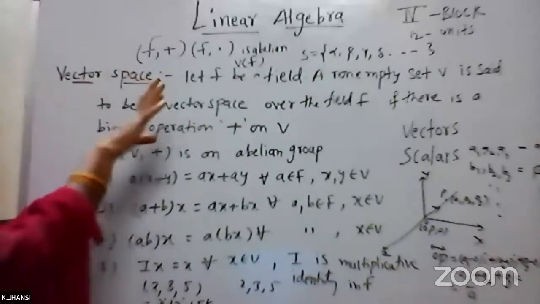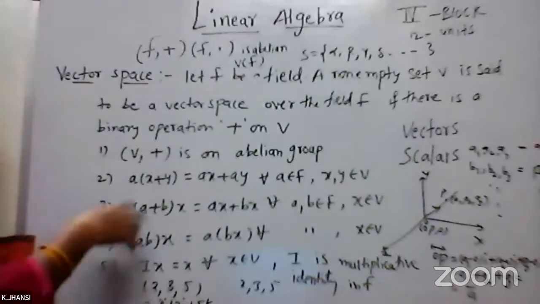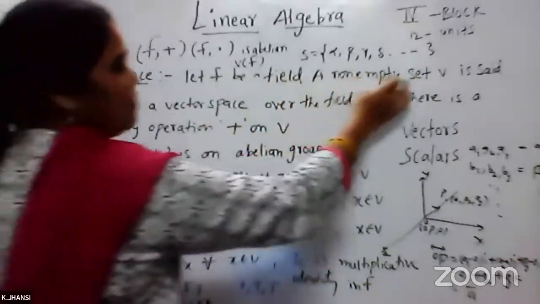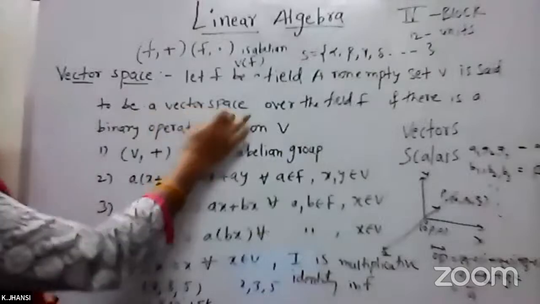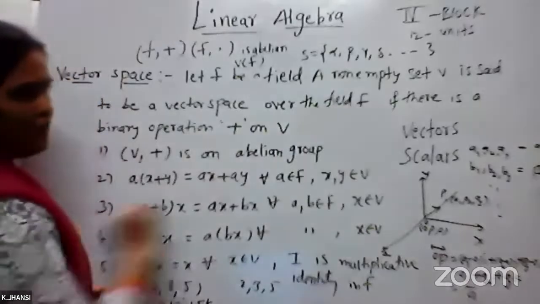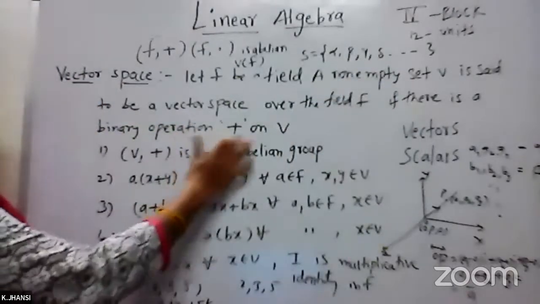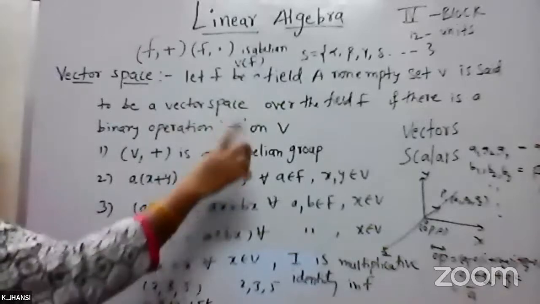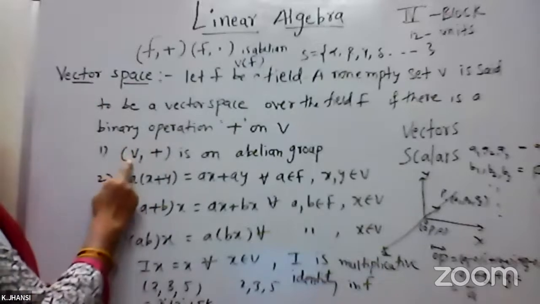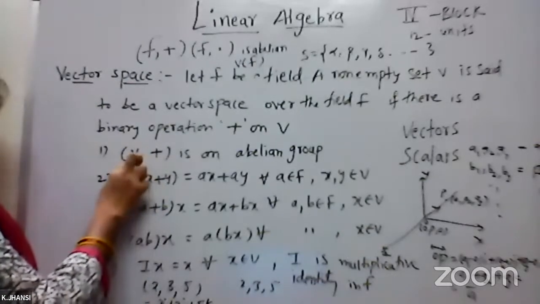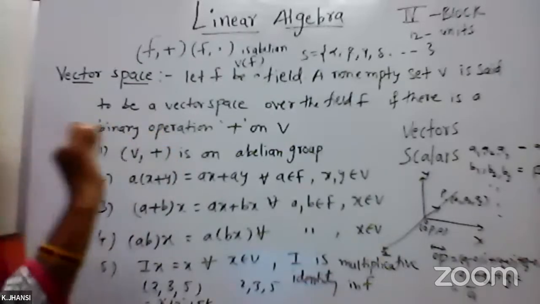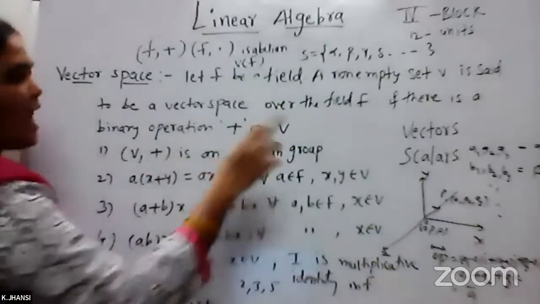First, the vector space definition. This is the most important one for all the theorems and all the units. Okay, so let F be a field. A non-empty set V is said to be a vector space over the field F, that means we write it as V of F, if there is a binary operation plus on V. So we are using the plus binary operation on V. The first property is that V comma plus, that means the vectors, with respect to the binary operation plus, should be an abelian group.